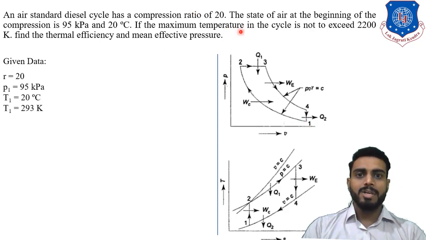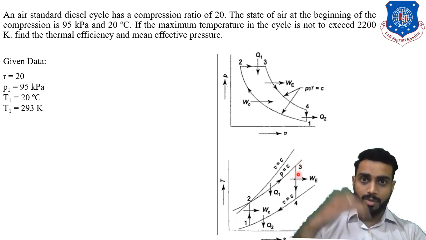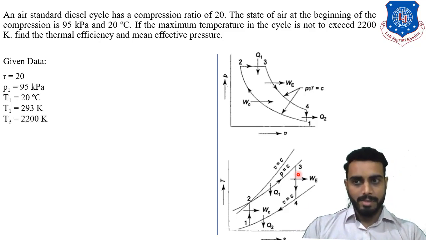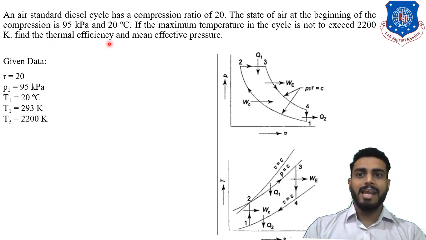The maximum temperature in the cycle is not to exceed 2200 Kelvin. If you observe the TS diagram, the maximum temperature is at point 3, so T3 should not exceed 2200 Kelvin. So we can take T3 as 2200 Kelvin. We are asked to find the thermal efficiency and mean effective pressure, so you are supposed to find eta and Pm.